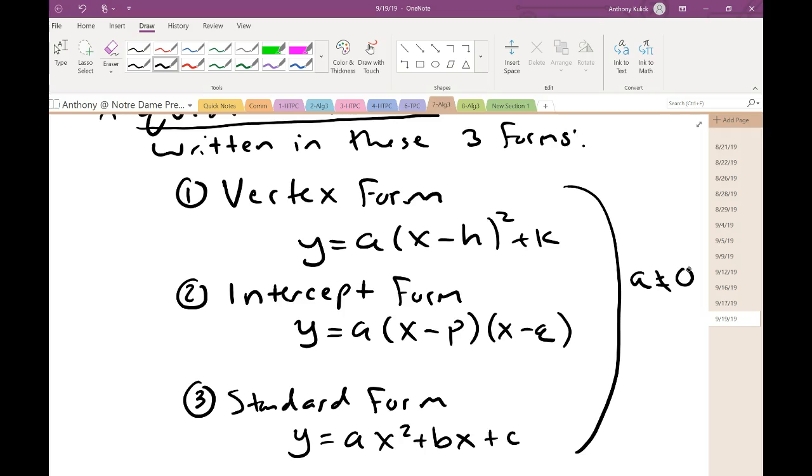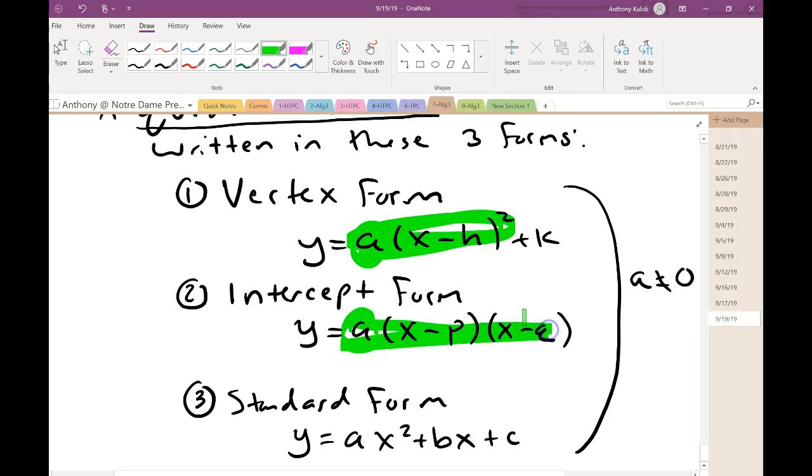The reason that a needs to be non-zero in these situations: if a is 0 in vertex form, all of this stuff would drop out and become 0, and you're left with just y equals k. That's just going to be like y equals 4. That's a constant function. That's not something that we want to talk about as a quadratic function. If a is 0 here, the whole thing becomes 0, and we're left with y equals 0. That's another constant function, not what we want to be talking about.